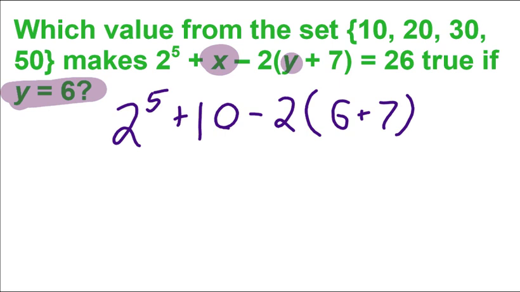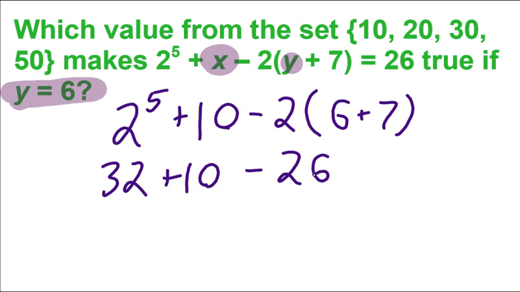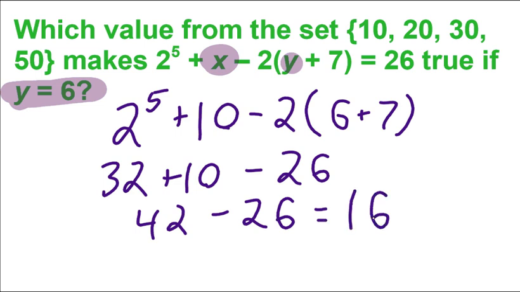So 2 to the 5th power, 2 times 2 is 4, times 2 is 8, times 2 is 16, times 2 is 32. Plus 10. 6 plus 7 is 13, 13 times 2 is 26. 32 plus 10 is 42. 42 minus 26 is 16. So that doesn't work.